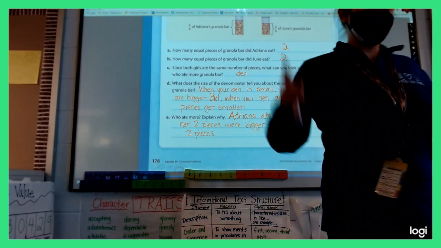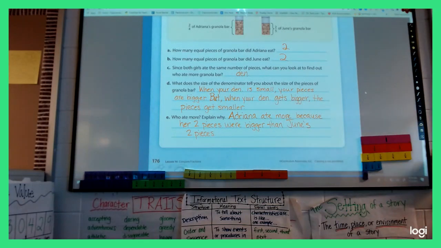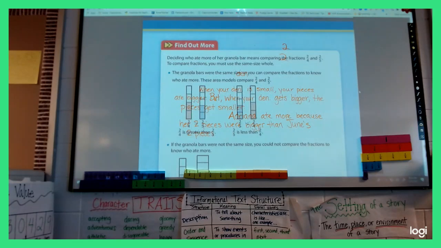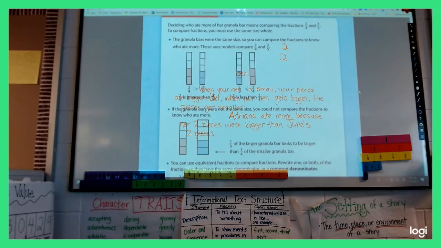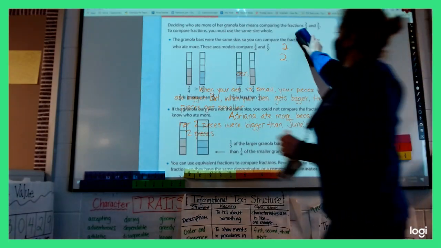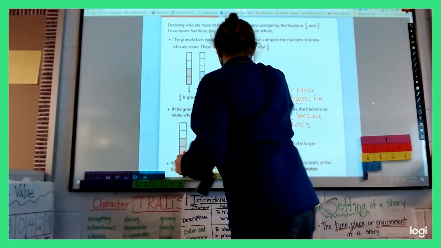All right, I've got to scroll my page up. You guys are going to just turn your head to the next side, 177. All right, now this page does have a lot of writing on it. So I will read some of it and just explain some of it. Make sure you're following along.